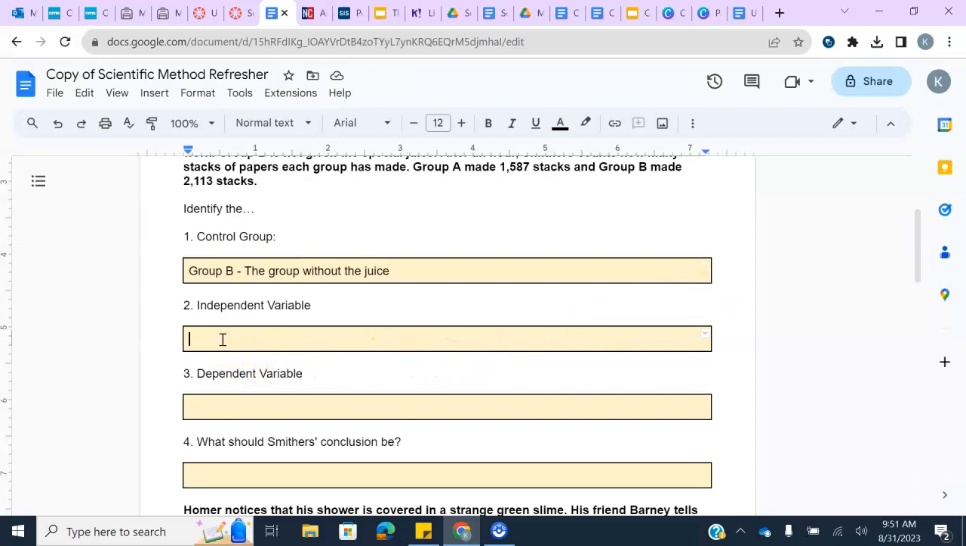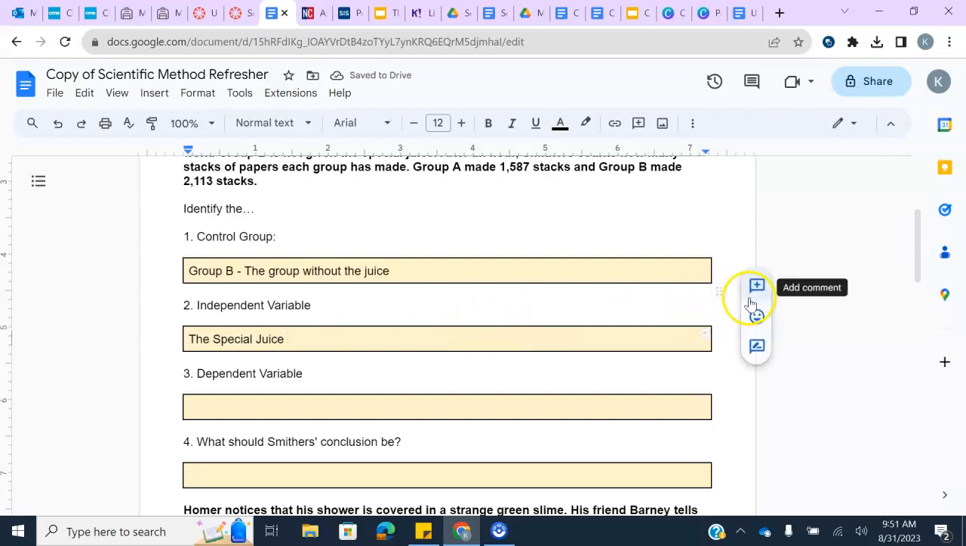Number 2 is the independent variable. Remember, think of independent variable as the thing that I change. It's going to be your experimental variable, the thing that you're trying to get results about, right? So in this particular case, Smithers is the scientist here, and he is manipulating the juice. So the juice is the experimental variable. So our independent variable is going to be the special juice. Okay?